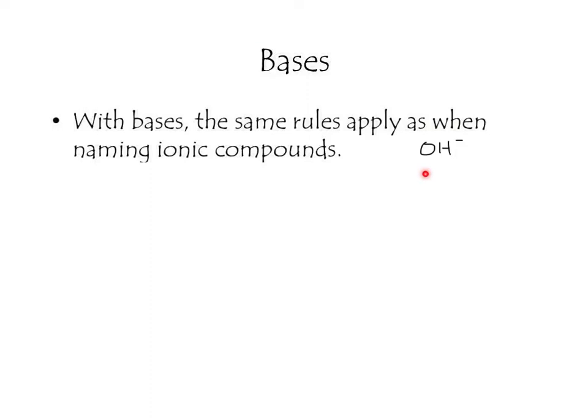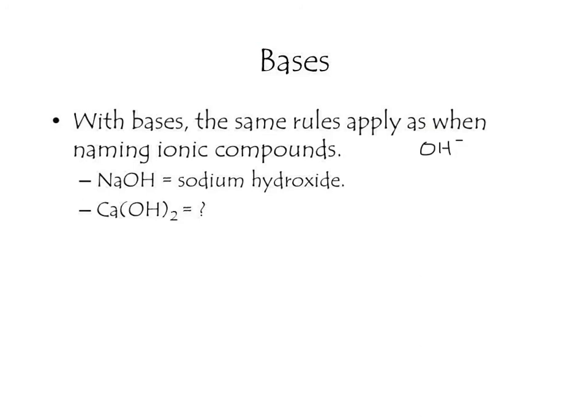Let's look at the next one. This is a base, sodium with a hydroxide ion. The way you would name it is just the naming of ionic compounds: sodium hydroxide, the name of the metal and the name of the polyatomic ion. So what about calcium and hydroxide? Again, it would be the name of the metal, which is calcium, and the name of the polyatomic ion, which is hydroxide, so the name is calcium hydroxide.